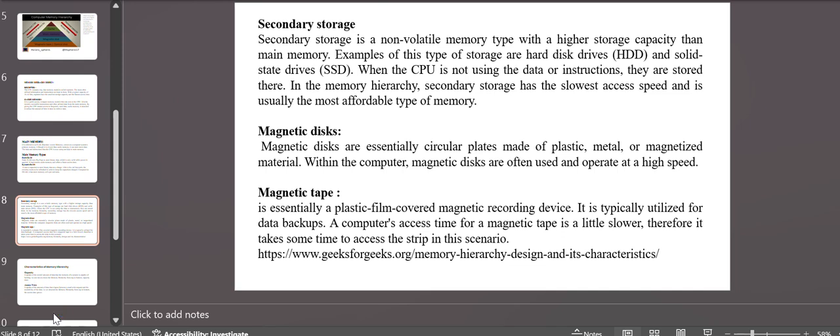Magnetic disk. Magnetic disks are essentially circular plates made of plastic or metal or magnetized material, and magnetic disks are often used to operate at high speed. Magnetic tape is essentially a plastic film covered with a magnetic recording material. It is typically utilized for data backups. The access time for magnetic tapes is a little slower, therefore it takes some time to access data in this scenario.